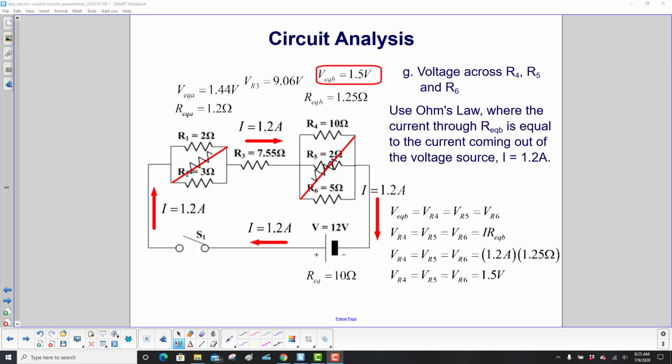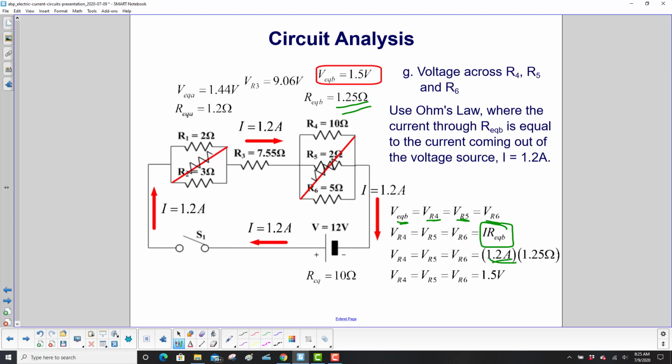Voltage across R4, R5, and R6. Once again, we can use Ohm's law where the current through the equivalent resistance, this one right here, 1.25 ohms, is equal to the current coming out of the voltage source, 1.2 amps. So the voltage across the equivalent resistance will equal the voltage across each of the individual resistors, and that is equal to the current coming out of the battery times R equivalent. So we put that in.